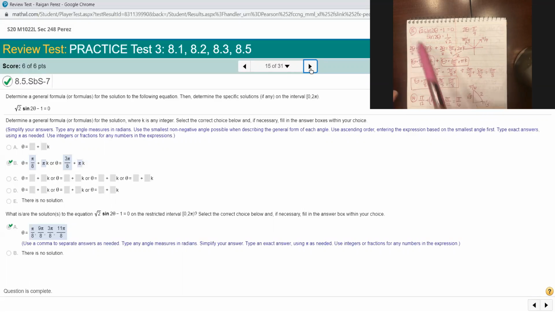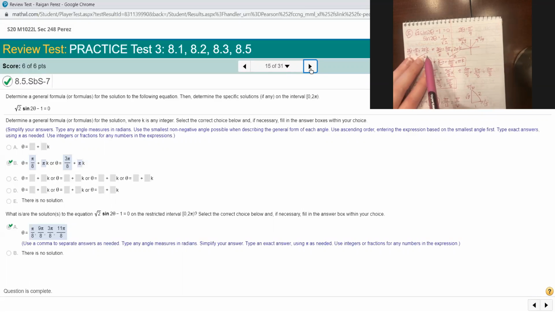So if you would ignore the dividing right here, it would be 2 theta equals pi over 4 plus my period, 2 pi k. And then the other equation is 2 theta is equal to 3 pi over 4 plus my period, 2 pi k. But you have to solve for theta, so I had to divide everything by 2. So that theta is pi over 8 plus pi k, and theta is equal to 3 pi over 8 plus pi k.